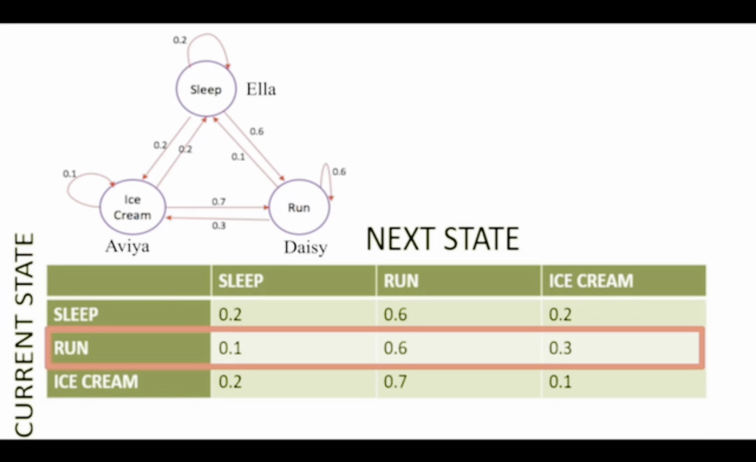Here we have another situation with the three of us where Ella started off sleeping, I started off running, and Avia started off with ice cream. So this Markov chain shows that I have a 60% chance of continuing to run, a 10% chance of sleeping next, and a 30% chance of going to ice cream next.